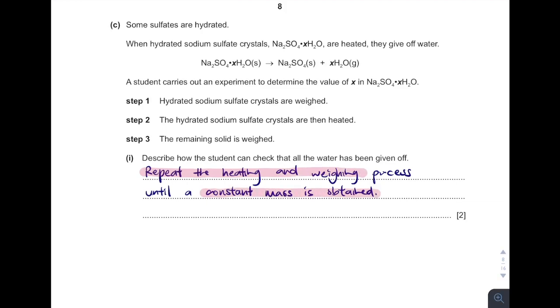So first you mention, repeat the heating and weighing process until you obtain a constant mass, which means when the mass stops decreasing, there is no more water molecule left. If the mass still keeps on decreasing, it means there is still water left in the compound. So this is how you make sure that the compound is totally dry, totally without water molecules in it.